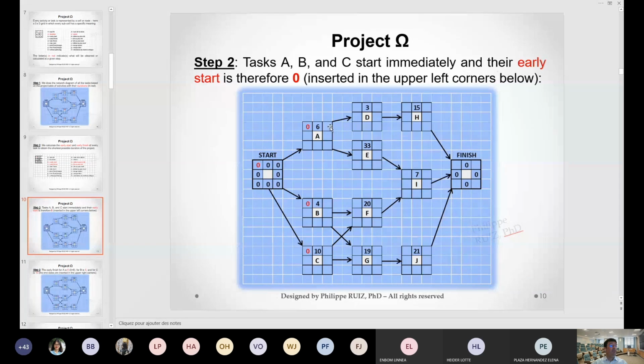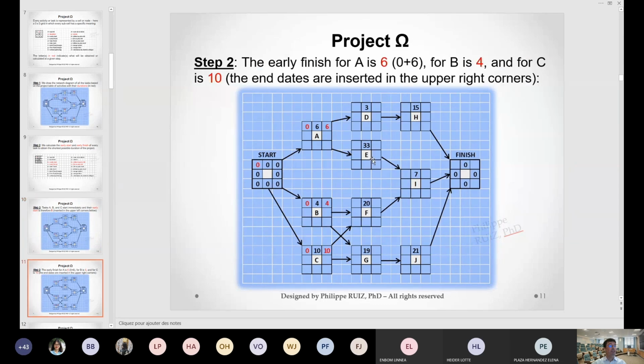Now, what is the early finish of A? Well, A will last 6 days. That's a minimum. So the early finish is going to be 0 plus 6. I'm going to do addition here. It's going to be 6 days here. What about B? B, 0 plus 4, 4 days. That's the early finish of B. And as for C, 0 plus 10, it's 10 days. That's the early finish of C. So this is represented here. What I've just told you is just represented here.